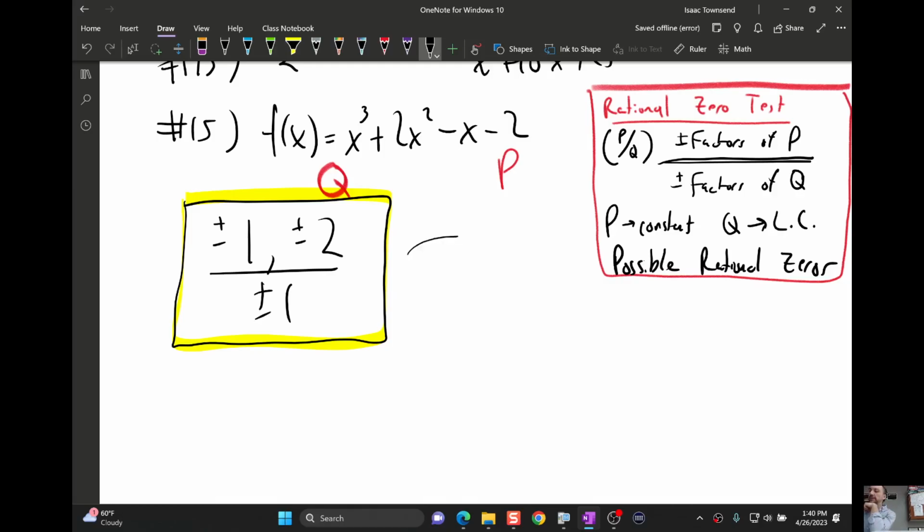So if I wrote this out the long way, which most of the time we don't because some of these lists can be pretty big, it's saying any of these over any of these are possible rational zeros. So we could do like 1 over 1, -1 over 1, 2 over 1, -2 over 1, and anything else would be a duplicate.